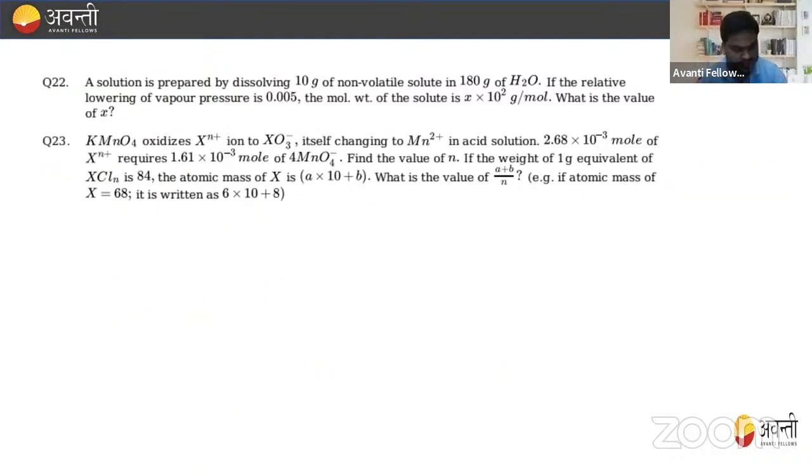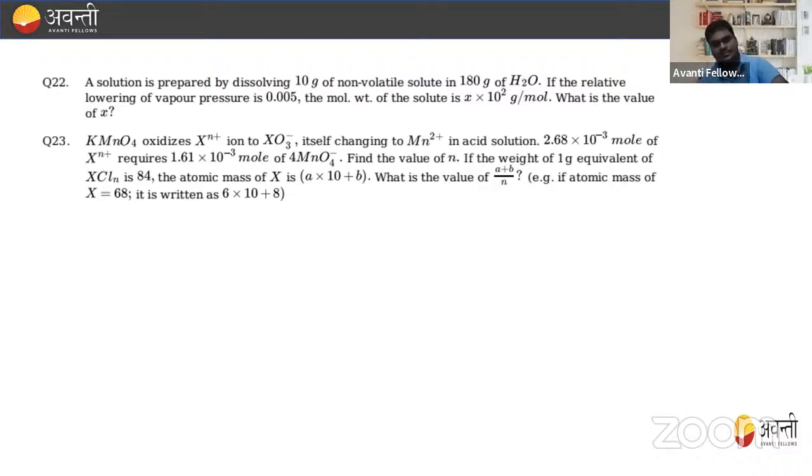Now, the second question is a very important one. This is basically from colligative properties. The question is: a solution is prepared by dissolving 10 gram of non-volatile solute in 180 gram of H2O. If the relative lowering of the vapor pressure is 0.05 and the molecular weight of the solute is x into 10 into 2, what is the value of x?